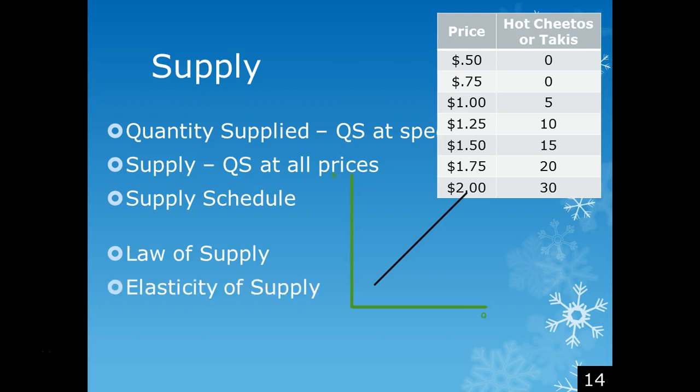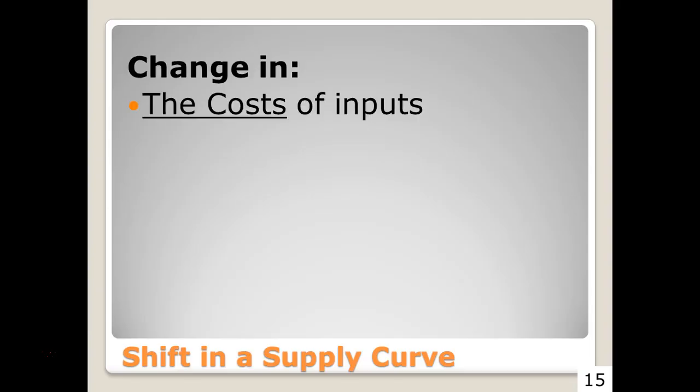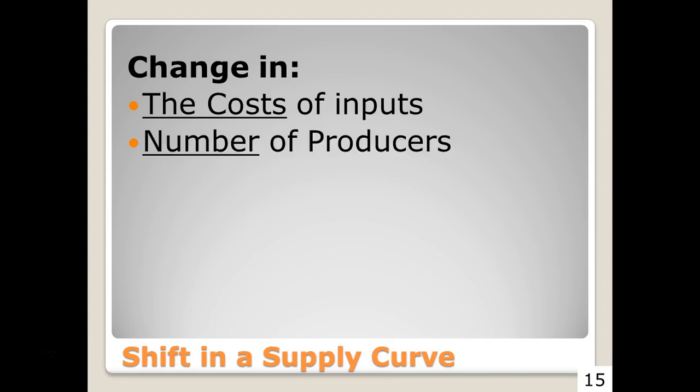We're going to skip elasticity of supply. And shifts in supply just means a change in quantity supplied at all prices. Let's look at what some of the shifters in the supply curve could be. The cost of inputs. If it costs suppliers more to produce something, then they're going to want to produce less of it because they make less profit. But if your costs go down, you want to increase the quantity supplied at all prices because your profits go up.